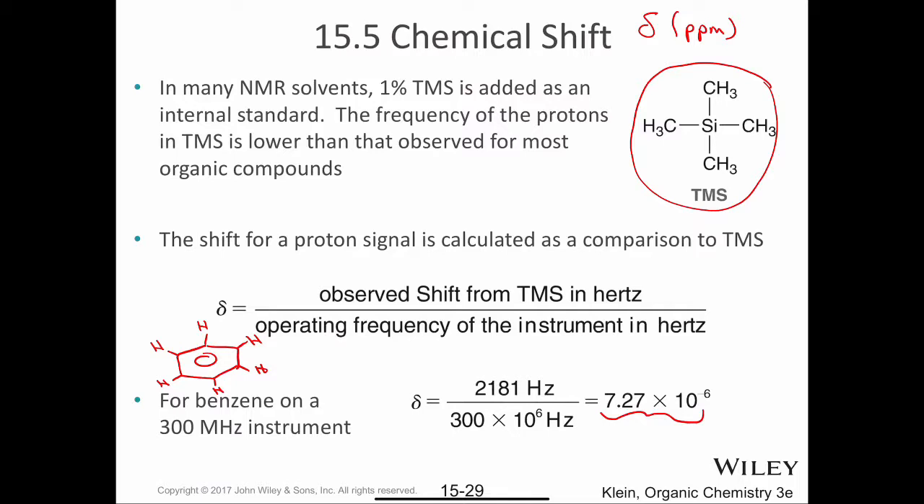In many deuterated solvents, we add 1% tetramethylsilane, and that's added as an internal standard. The reason why we use tetramethylsilane is because the frequency of the protons in tetramethylsilane is lower than that observed for most organic compounds that we would look at on a day-to-day basis. So we assign tetramethylsilane a chemical shift of 0 ppm. Again, the shift for a proton signal is calculated as a comparison to TMS.